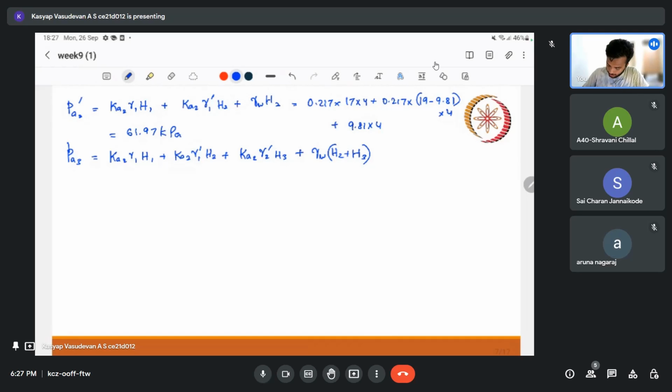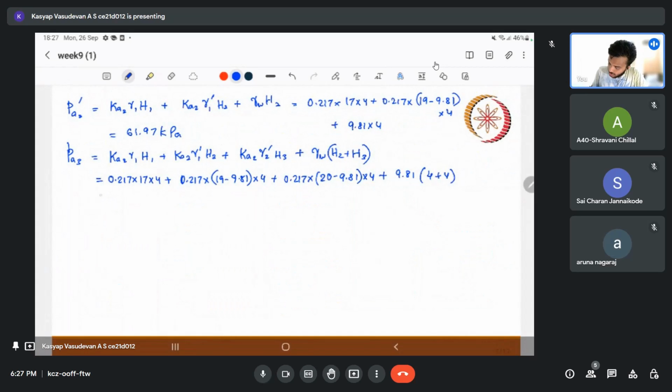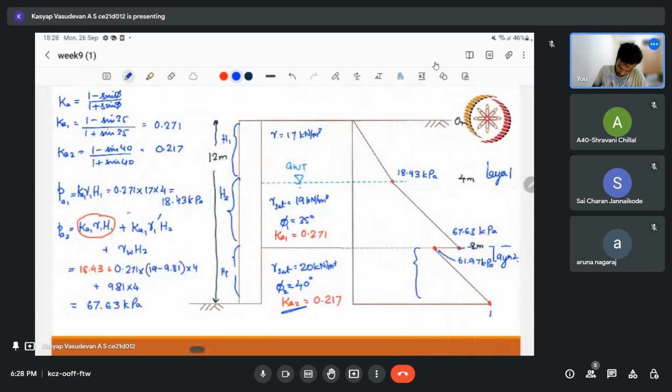Okay, so in that case I can substitute the same thing. So here I have 0.217 into gamma 1, which is 17, into 4, plus 0.217 into 19 minus 9.81 into 4, plus 0.217 into my second layer, which is 20, so the submerged will be 20 minus 9.81, into 4, plus 9.81 into 4 plus 4. So that is the whole thing below the water table. So this will be 110.06 kPa. So I can write it here as 110.06 kPa.